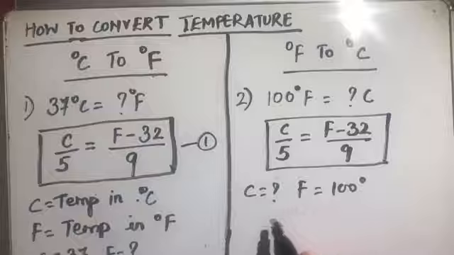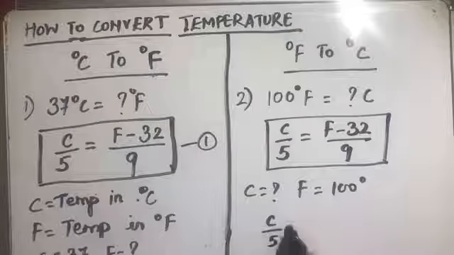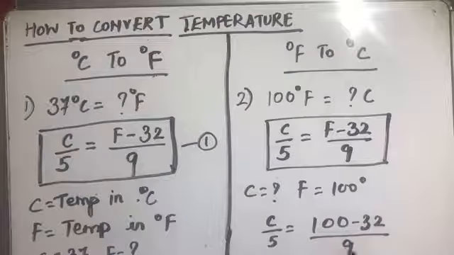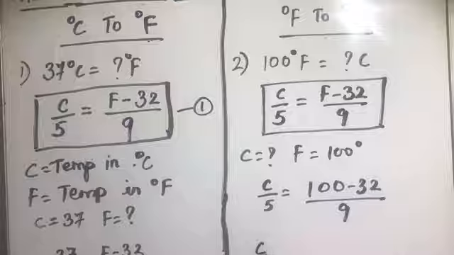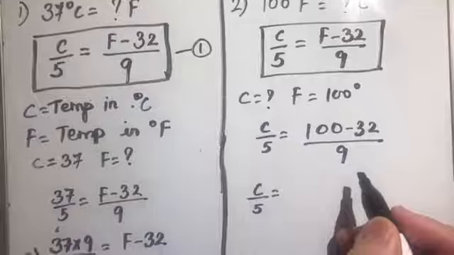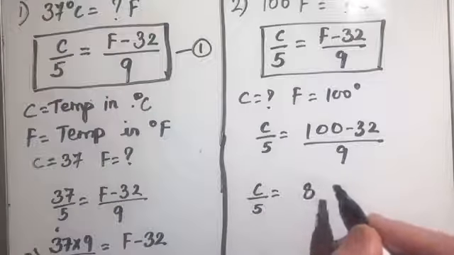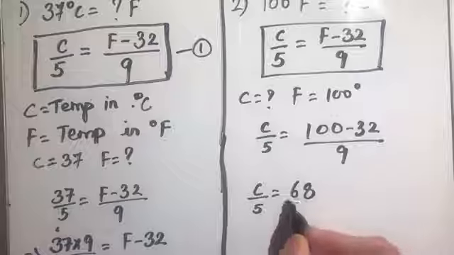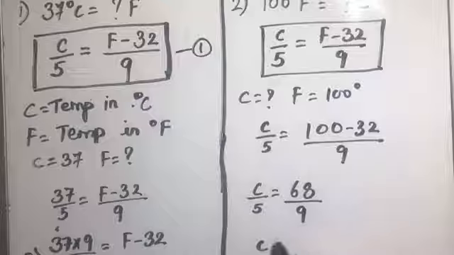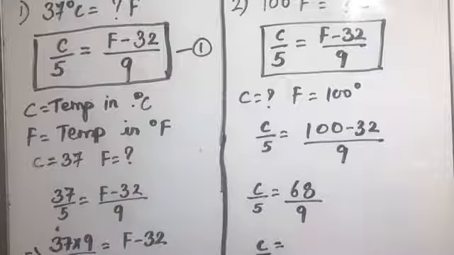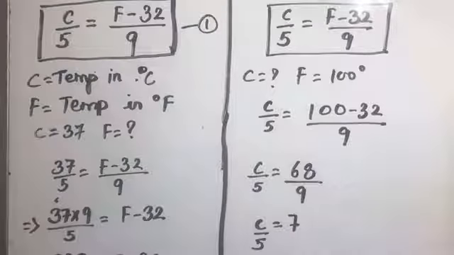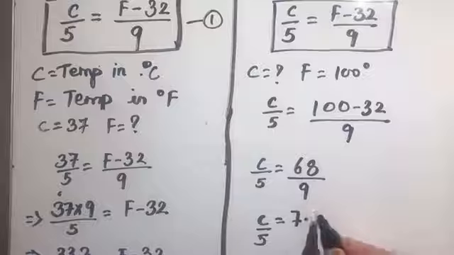So now we'll put the values here. So C over 5 is 100 minus 32 over 9. C over 5 is equal to 100 minus 32, which is 68, over 9. So C over 5 will be 68 over 9, which is 7.5.